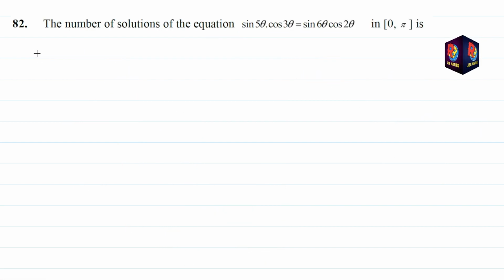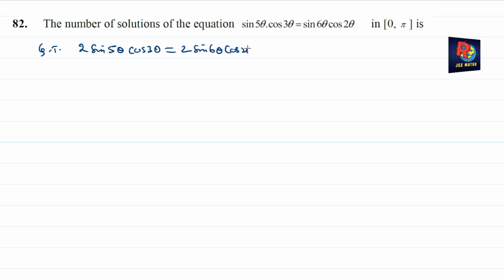Next, this one. If you go for this one, here you can observe this. If you multiply 2 on both sides, we get 2 sin 5 theta cos 3 theta and 2 sin 6 theta cos 2 theta. So now here we can observe that it is in the form of 2 sin a cos b. Both sides will use the same formula.